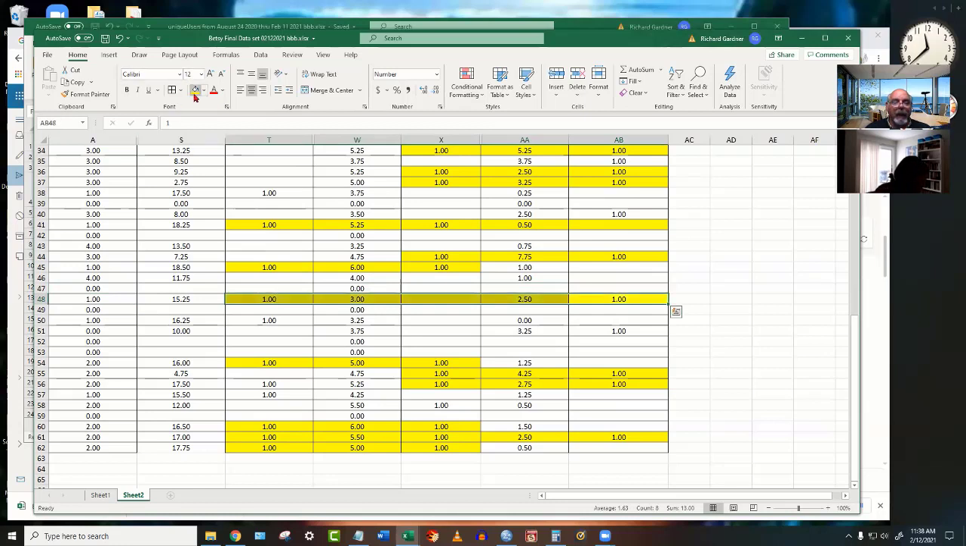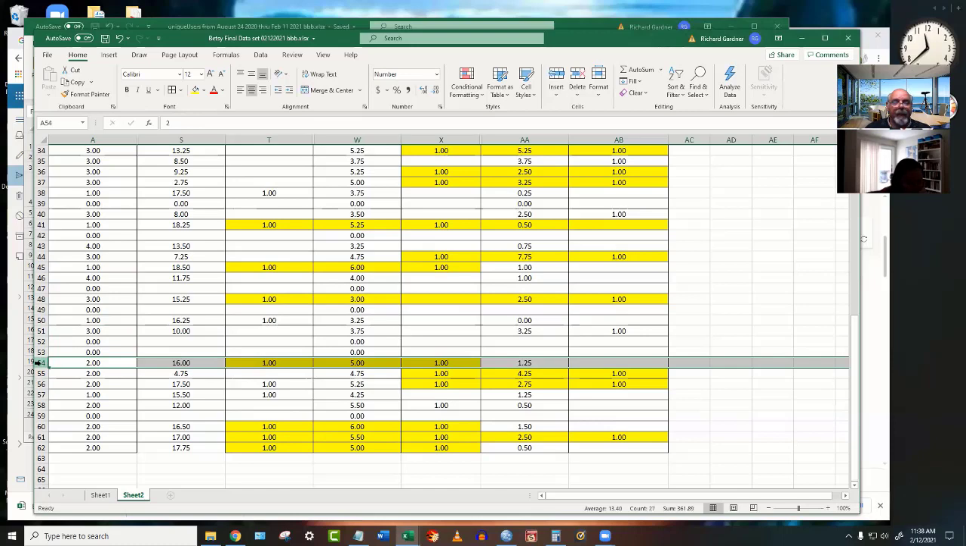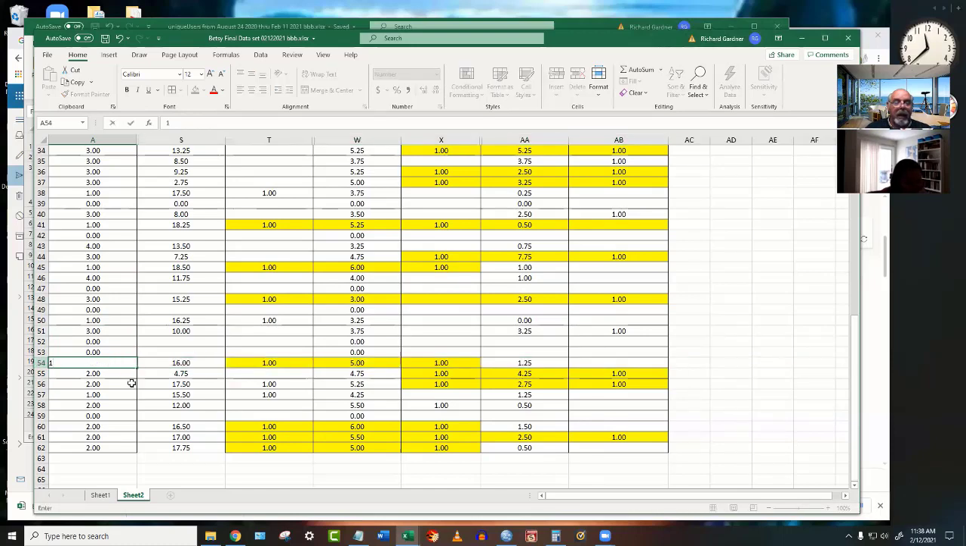Yep. He's a one and a three. He's going to be a three. Number three. Nothing. This guy looks like a one. Yep. This guy looks like a three. Nothing. This guy is a one and a two. He's going to be a one. Lucky number one. And this one is a two and a three.